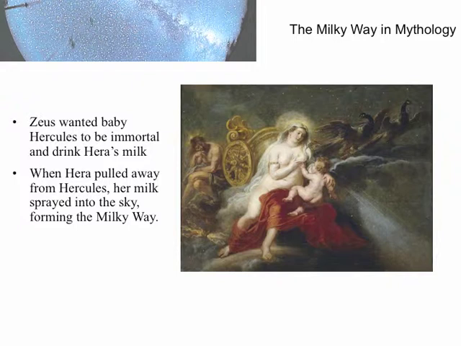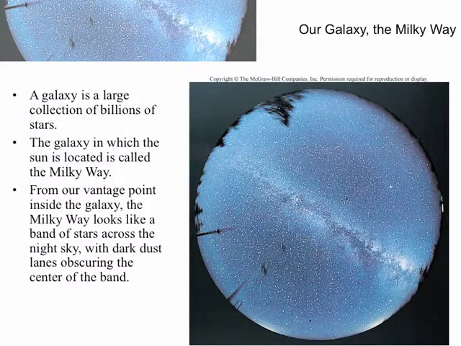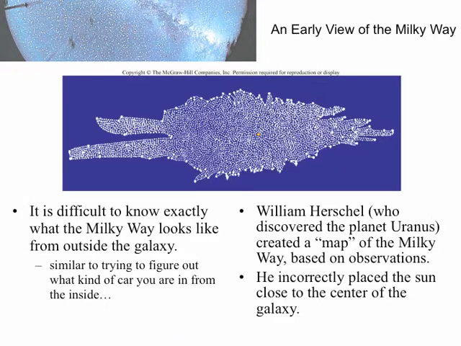Obviously, we know today that the Milky Way is not comprised of milk, but instead is comprised of billions of stars. And it turns out that our sun is one of many of these billions of stars in the Milky Way, and it exists actually not very close to the center at all of the Milky Way. But how did we get to know what it was that we were seeing?